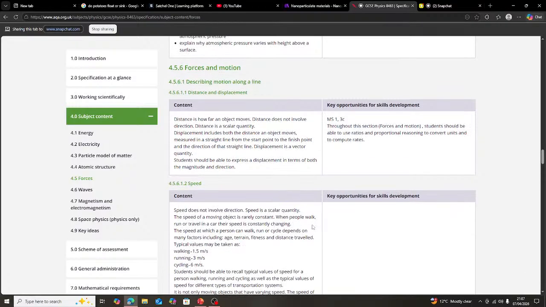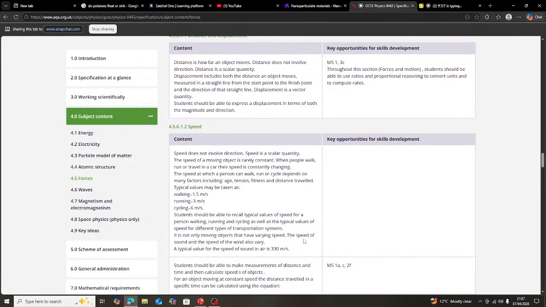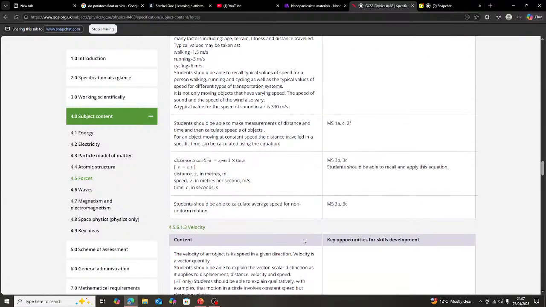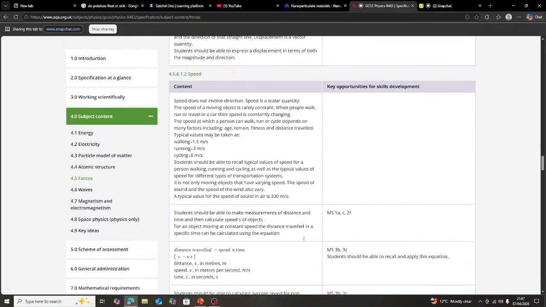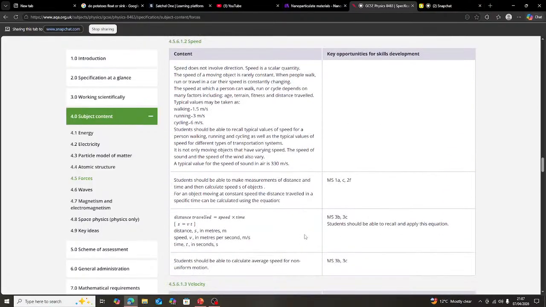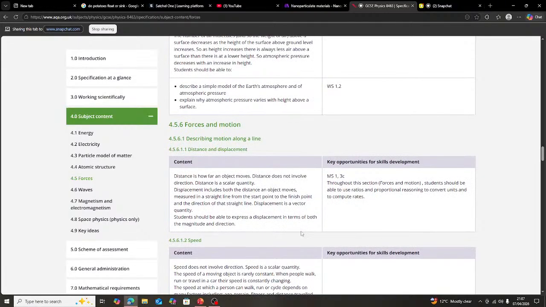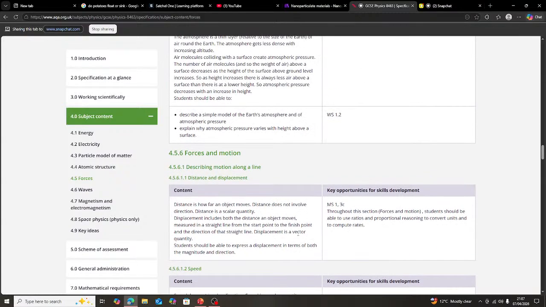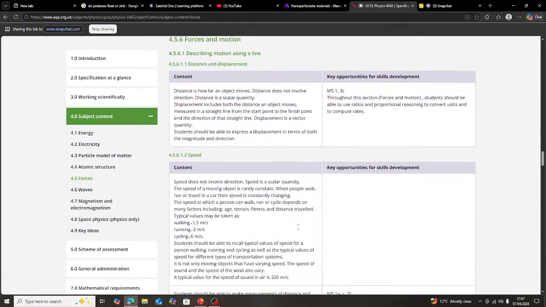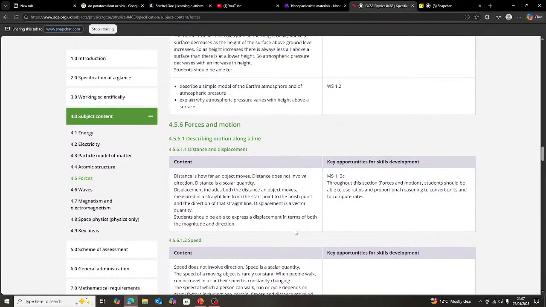Forces of motion. Describing motion along a line. Speed. Acceleration. What is the typical walking speed of a human? 10 miles per hour? No. 5 miles per hour? No. 6? No. 2? No. 1.5. Thank you. 1.5 miles an hour. Yeah. Who's walking that slow?